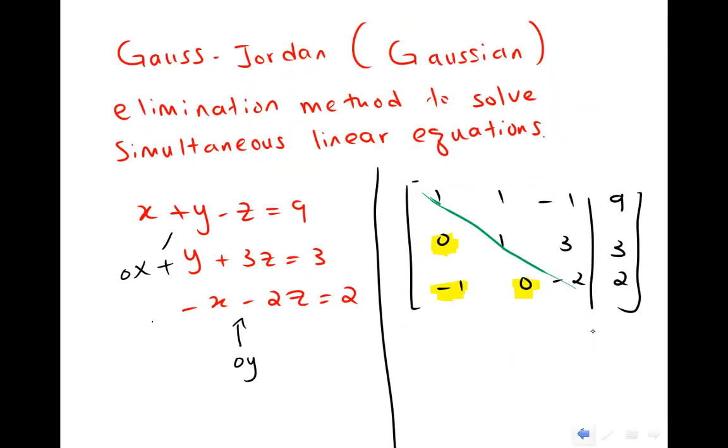Okay. Now I will go to the original equations, which is x plus y minus z equal to 9. This is z. And here y plus 3z equal to 3. And here minus x minus 2z equal to 2. Okay.